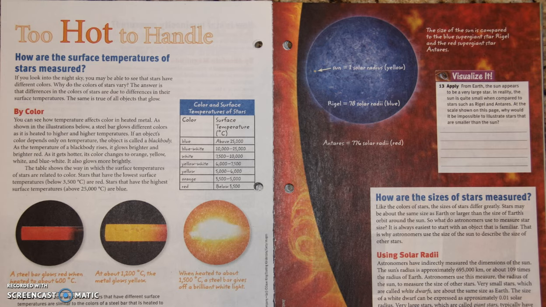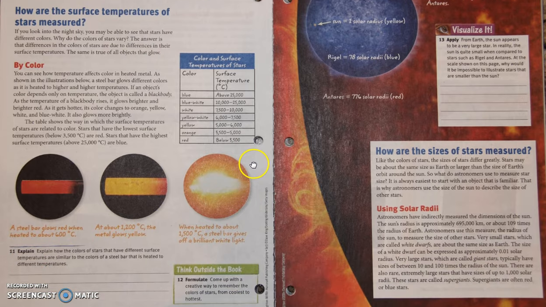Like the colors of stars, the sizes of stars vary greatly. Stars may be about the same size as Earth, meaning about the same diameter as Earth, or larger than the size of Earth's orbit around the Sun. So what do astronomers use to measure star size? It is always easiest to start with an object that you're familiar with. That's why astronomers use the size of the Sun to describe the size of other stars. So we're going to describe the size of other stars using solar radii, the solar radius.